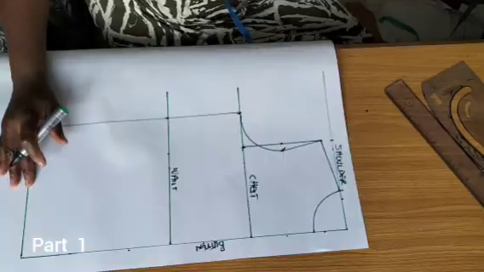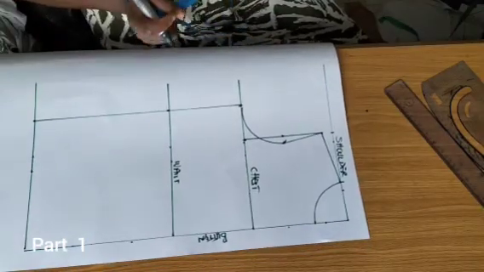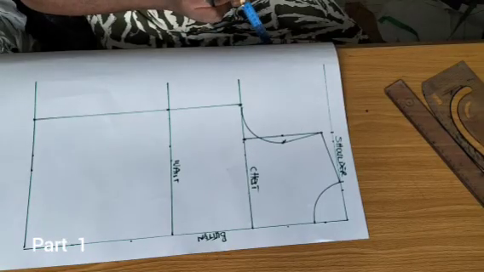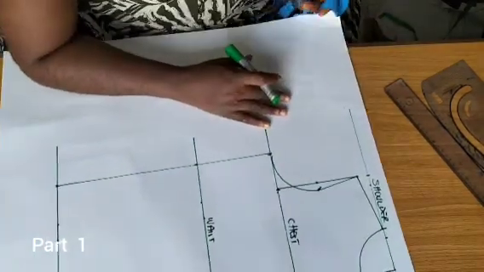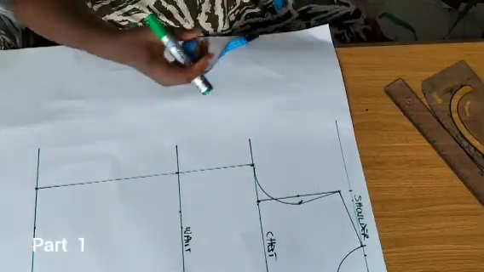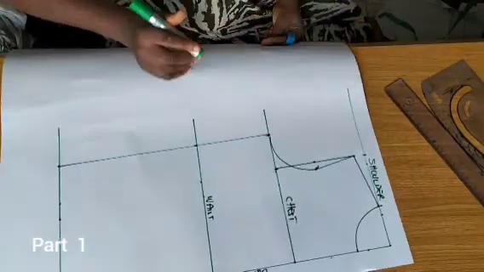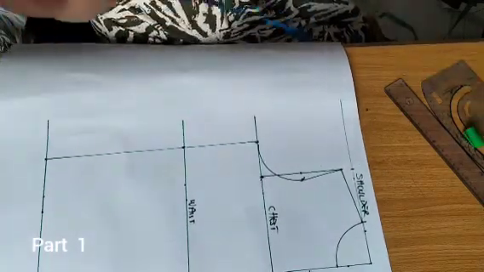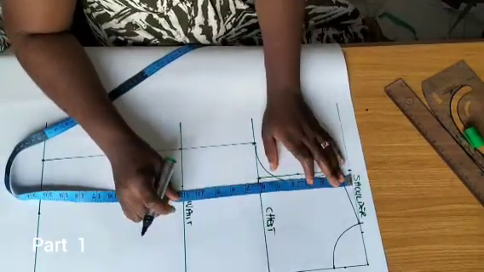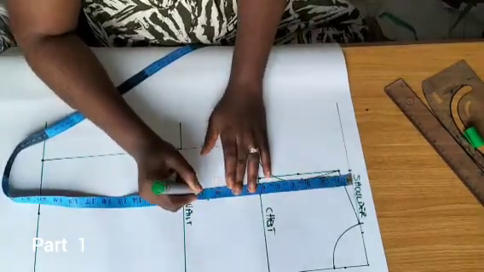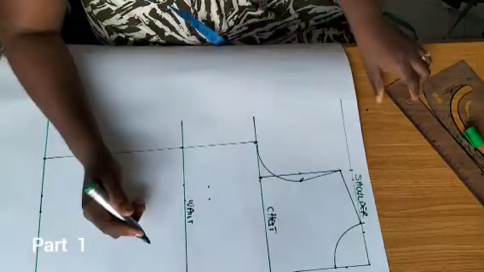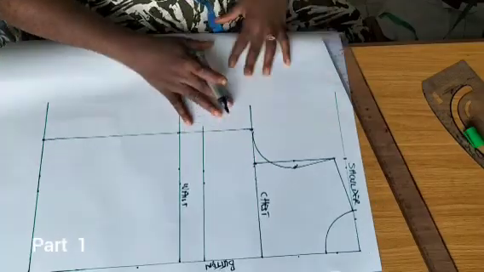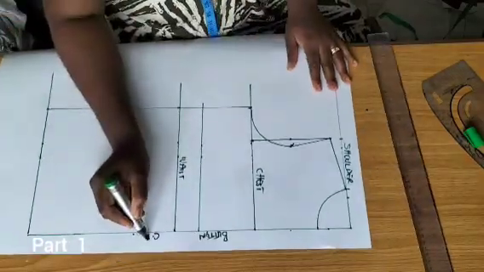Now we'll come over to create the gathers. It's time for us to start our slash and spread, so we'll be able to get what we have on the gathered area. For the gathered area of this dress, simply take the measurement from your shoulder to your under bust. So if this is my under bust, I'm going to rule a line on my under bust point. This is my under bust point, and this is the center front.